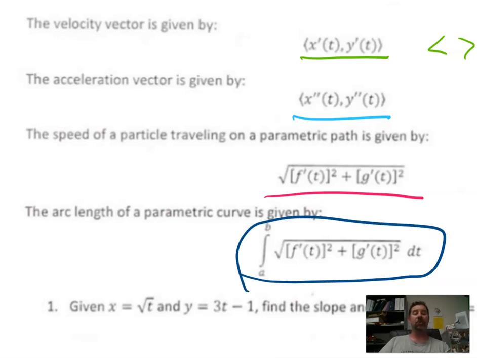I would highly suggest you put these in your calculator. Parametric and polar stuff are frequent calculator questions. So these are ones I would say are probably worth your time to plug into your calculator, all these equations here.